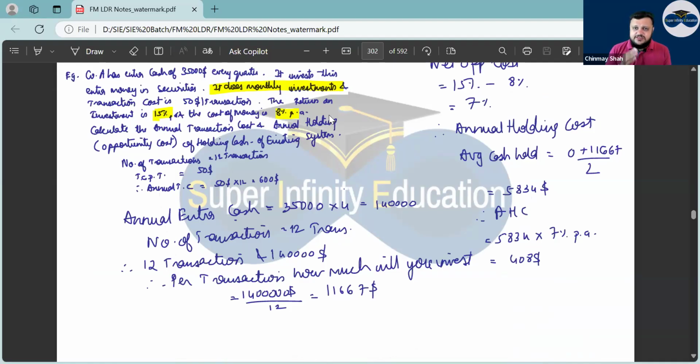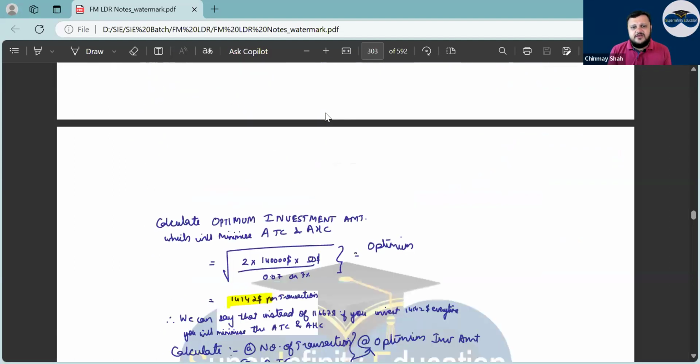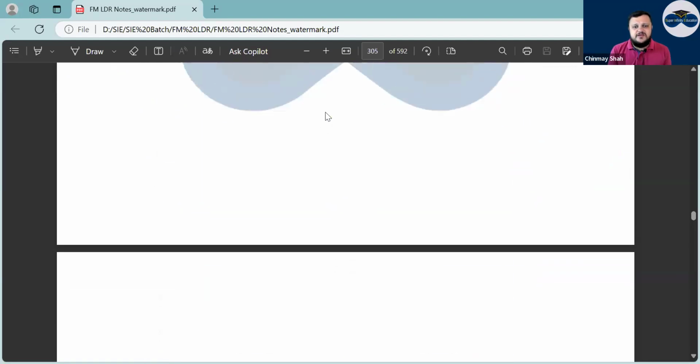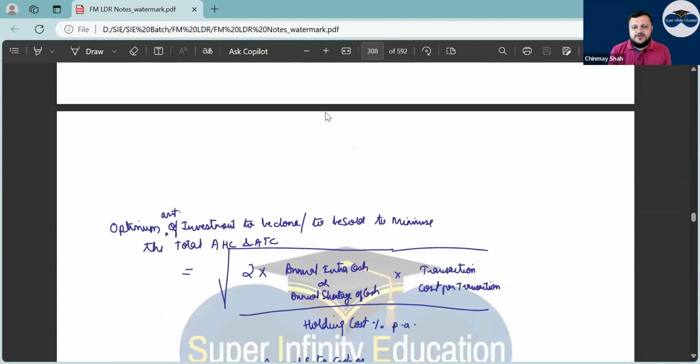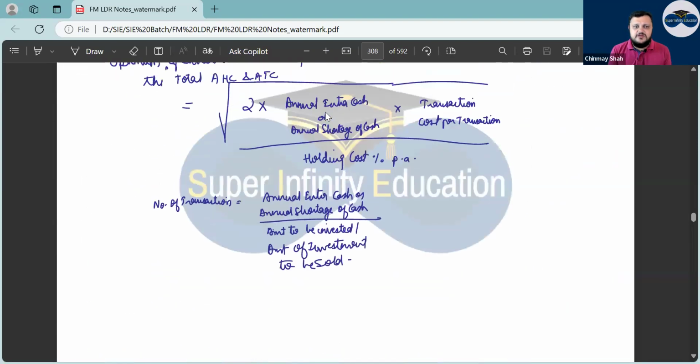So how much to invest every time? That is one question that is there, right? Then annual ordering cost becomes annual transaction cost, correct? So take care of that, right? You can find out the number of transactions as well. I have given the formula here for how to find out the number of transactions and all that.